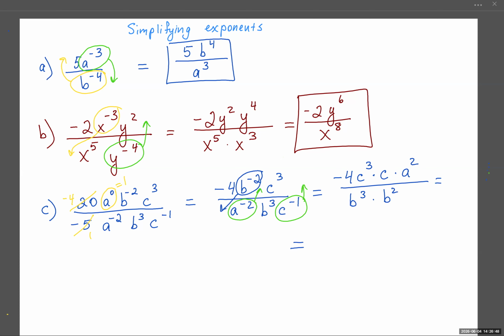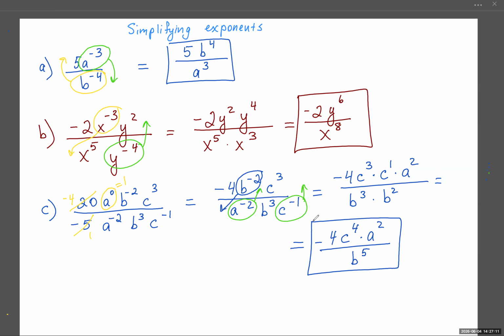And go ahead and put them together. Negative 4, c to the 3rd times c, that's c to the power 3 plus 1. There is an invisible 1 right here. So that is the 4th power, times a squared. And on the bottom, b to the 3rd times b to the 2nd, that's b to the 5th. That's as far as you can take this one.